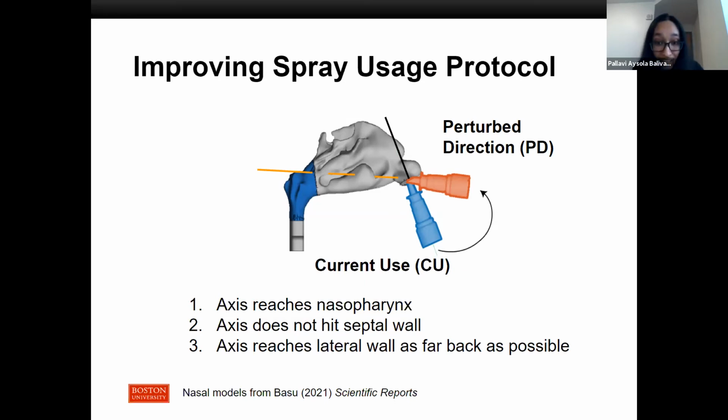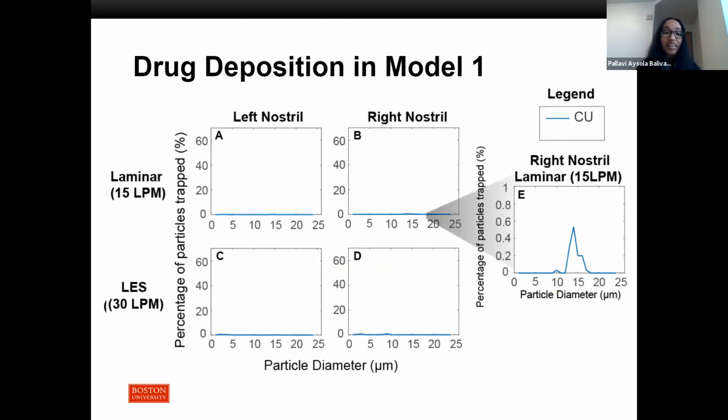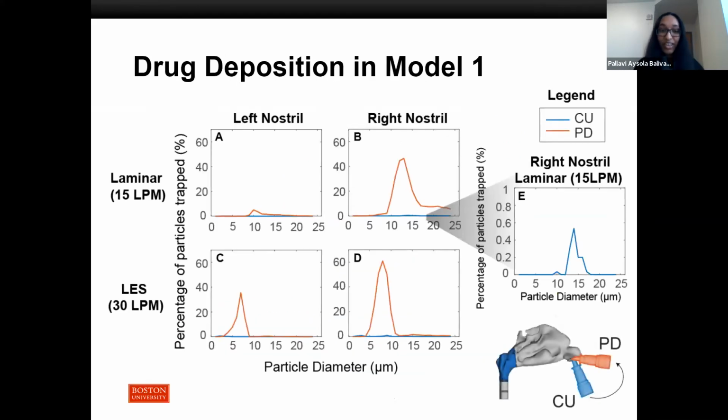And so we ran simulations with the perturbed direction and ended up getting much better results. So all 4 cases show that the perturbed direction of the nasal spray axis results in much higher deposition peaks at the nasopharynx in comparison to current use. So in fact, in some cases, like in plot B, we even saw up to 100-fold increase in deposition just from varying the nasal spray axis. So this is all just for one patient.